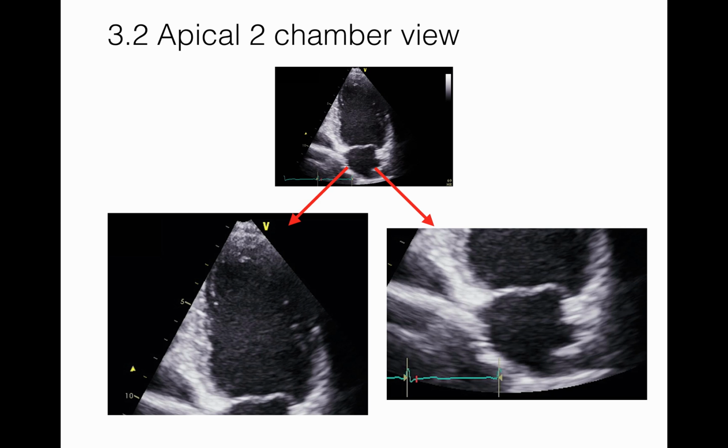The apical two-chamber view is another view from which important 2D and Doppler information can be obtained. By reducing depth, and again by using the zoom function, measurements such as left ventricular and left atrial volumes can be measured and obtained from this view.